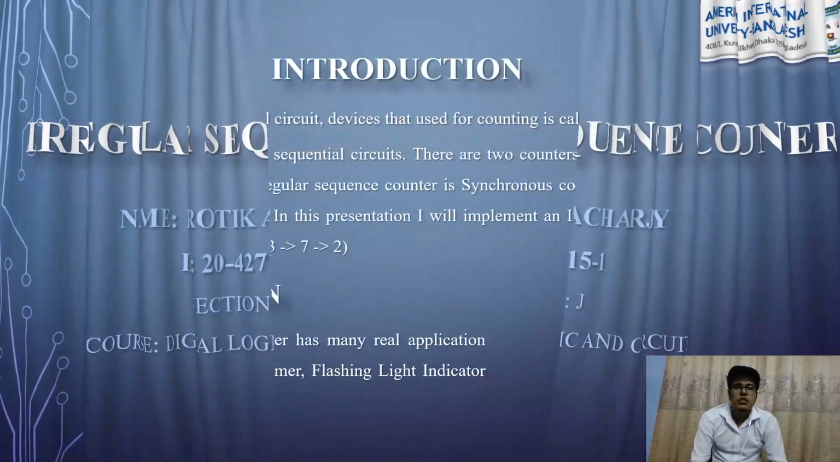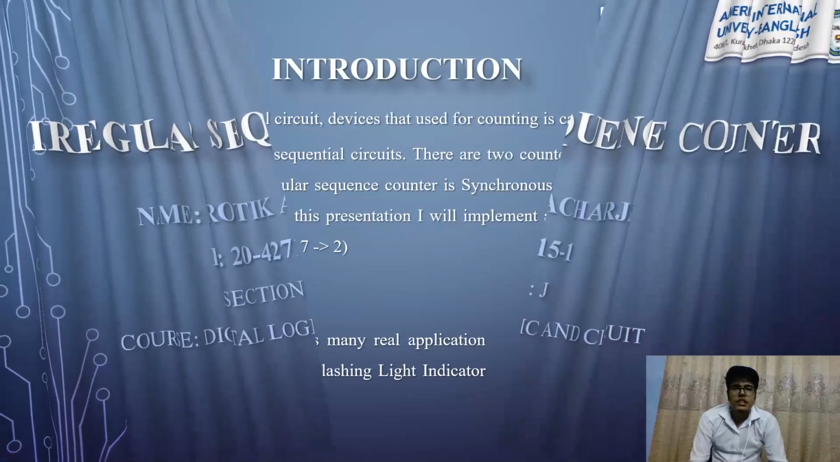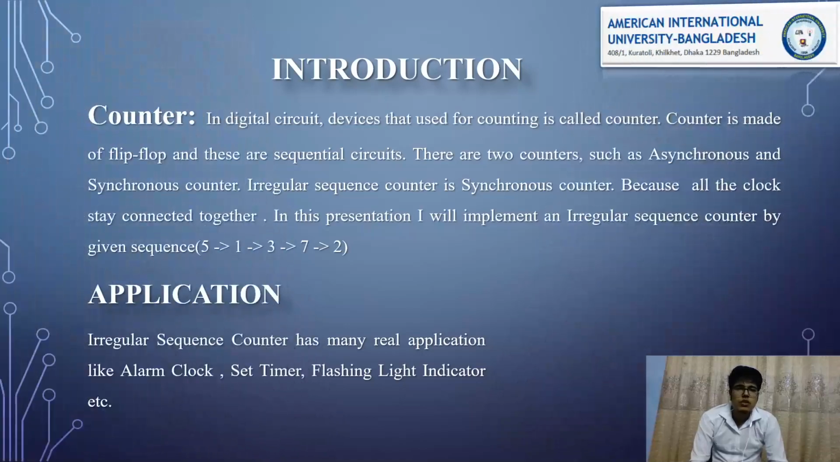At first we have to know what a counter is. The devices used for counting are called counters. A counter is made of flip-flops, which are basically sequential circuits. There are two kinds of counters: one is the asynchronous counter and the other is the synchronous counter. The irregular sequence counter is one kind of synchronous counter.